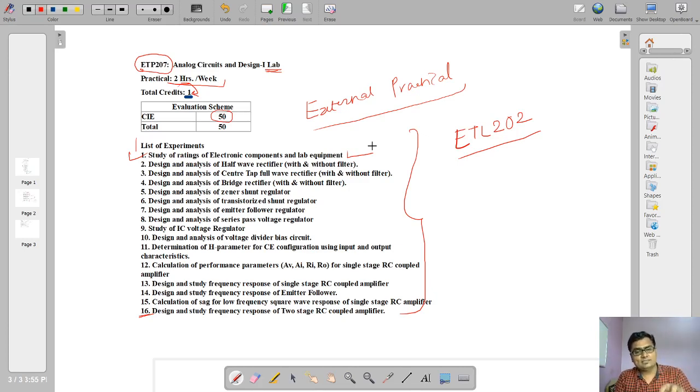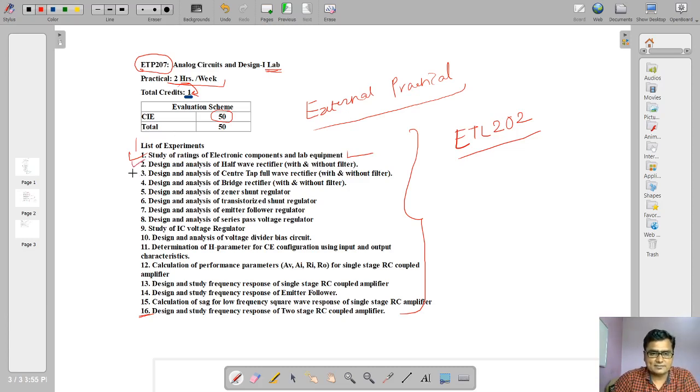Otherwise, you want a transformer and you don't know how to purchase it, what to tell the shopkeeper. Again, he will ask the question about ratings and you are not aware of the ratings. That should not happen. So you should know everything about the components and lab equipment. Now, second experiment, look at this.